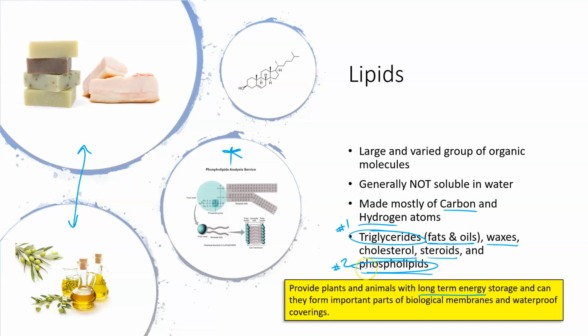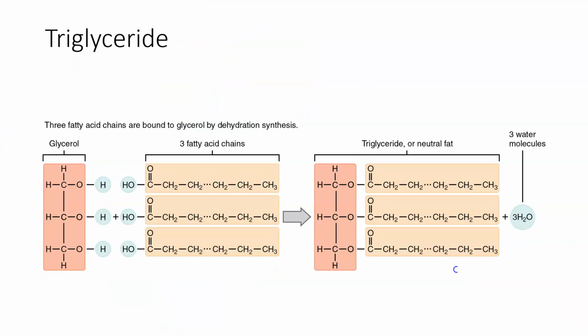Phospholipids are the other group we're going to talk about. And they are really important because they form biological membranes and they provide waterproof coverings for different cellular components or molecules or structures within an organism.